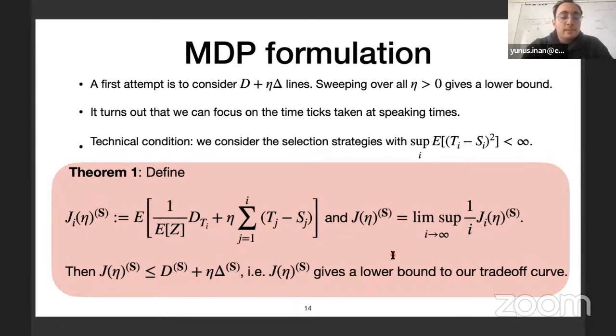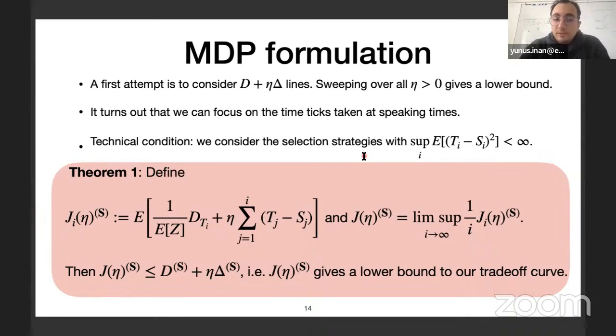Furthermore, thanks to the problem structure, I would say, it turns out that we can only focus on time ticks taken as speaking times. What does this mean? Instead of taking the actual time axis, like 1, 2, 3, 4, 5, we consider the time ticks are taken as speaking times. So our time axis becomes T1, T2, T3, etc., where T_i's are speaking times. And we have one technical condition which tells that at each speaking time, our selection process must preserve the square integrability condition like this at all times.